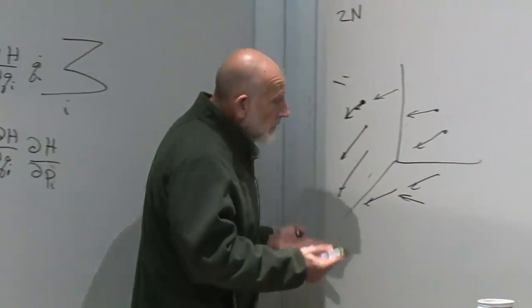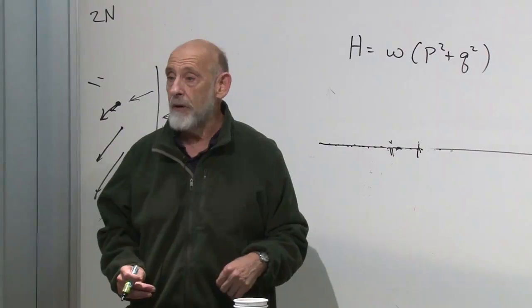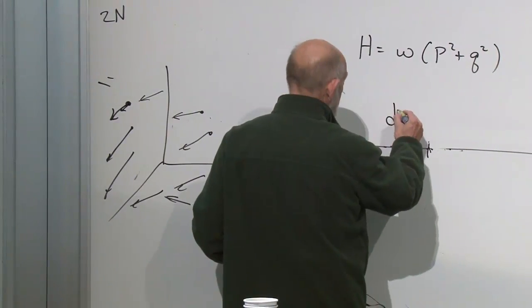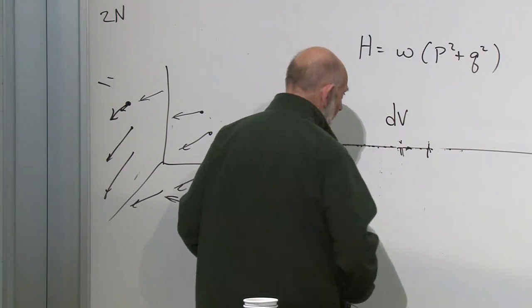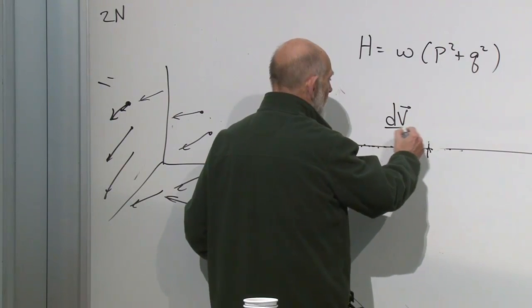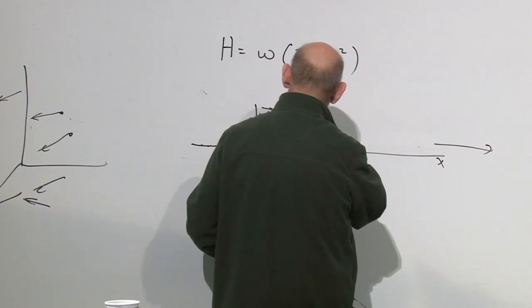But what is the condition for incompressibility? It's that the velocity has to be uniform right across this line. Or another way to write it is that the derivative of the velocity vector, let's call it the velocity vector, with respect to x, this is x, must be 0.